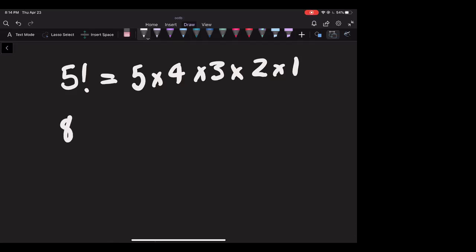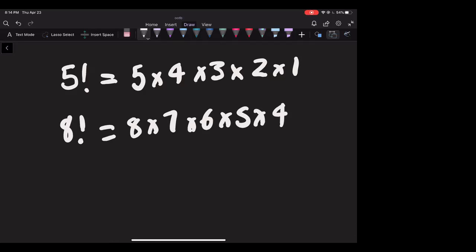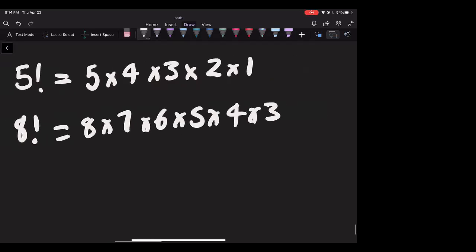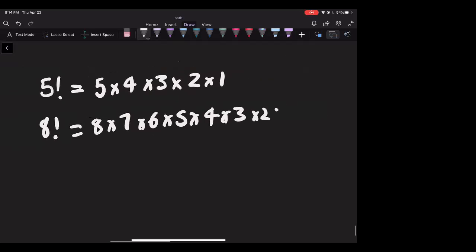So let's say if I had like 8, it'd be 8 times 7 times 6. At the end, do you add them all up? You have to multiply them all together. Yeah, so you do 8 times 7 times 6 times 5 times 4 times 3 times 2 times 1 equals what? And it gives you a really, really big number.